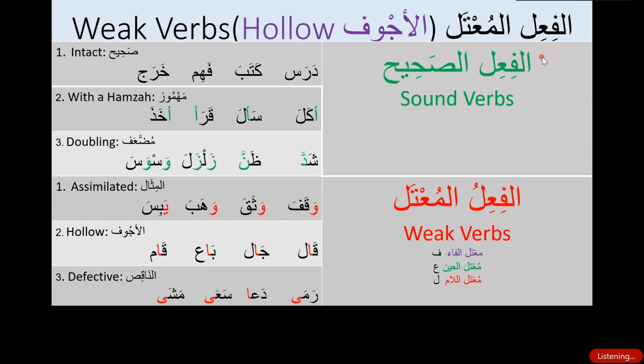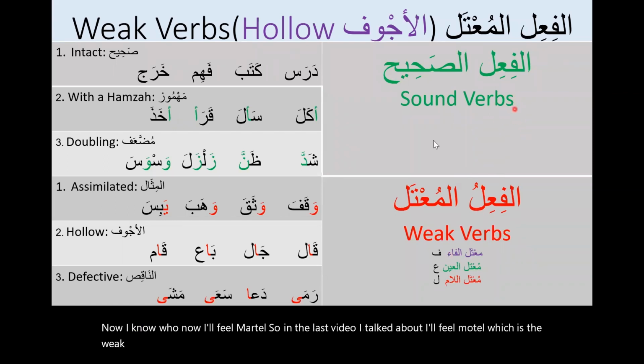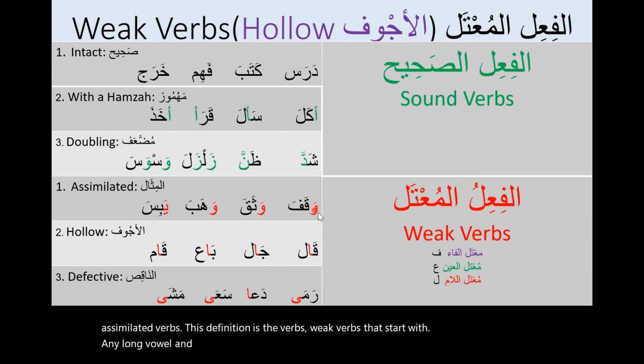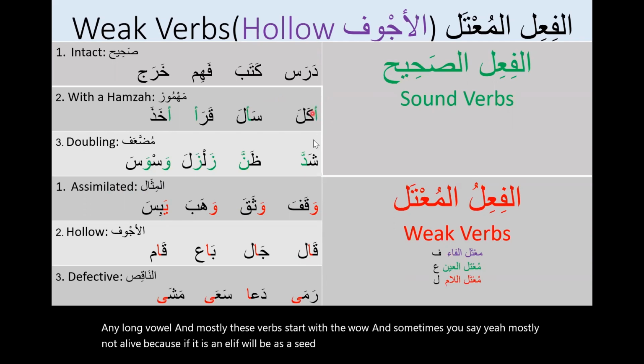نحن هنا الفعل المعتل. So in the last video, I talked about الفعل المعتل, which is the weak verbs. And in that category, I focus on the assimilated verbs. And the assimilated verbs, this definition is the verbs, weak verbs that start with any long vowel. And mostly these verbs start with a waw, and sometimes it's a ya. Mostly not alif, because if it is an alif, it will be a seat for the hamza. We consider that a hamza.